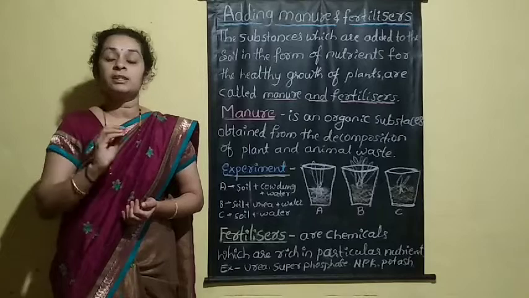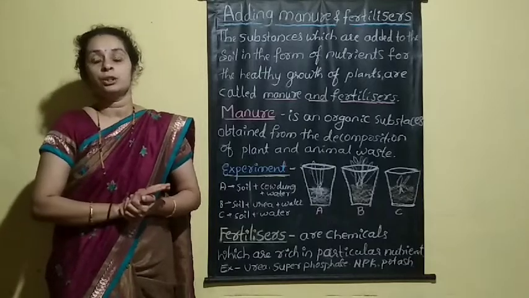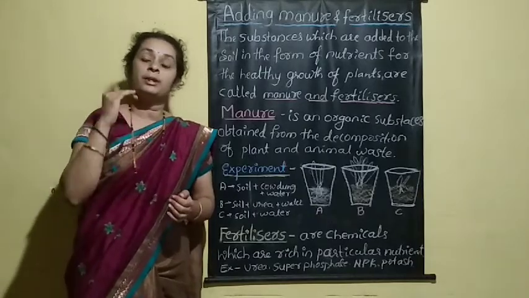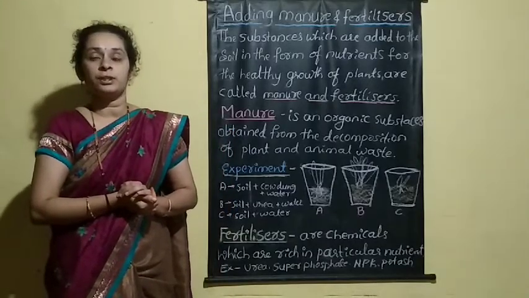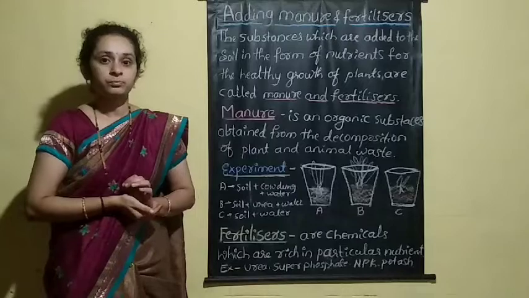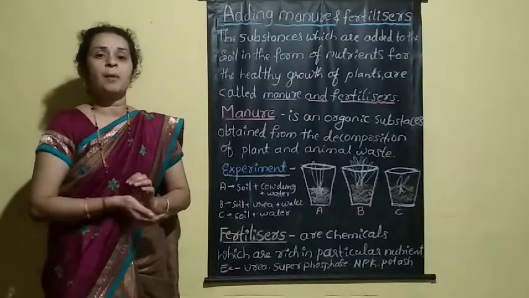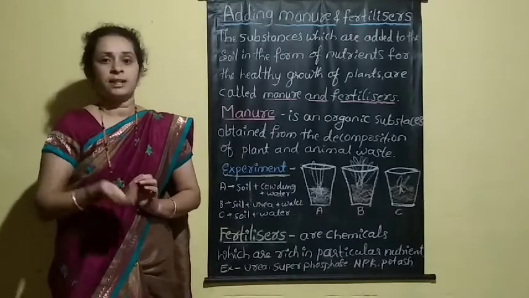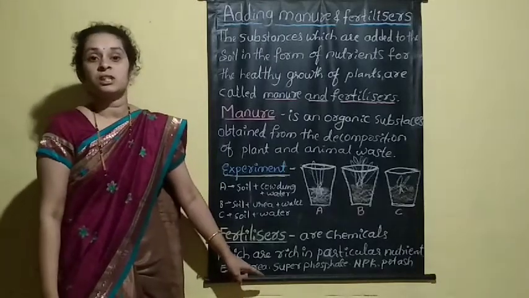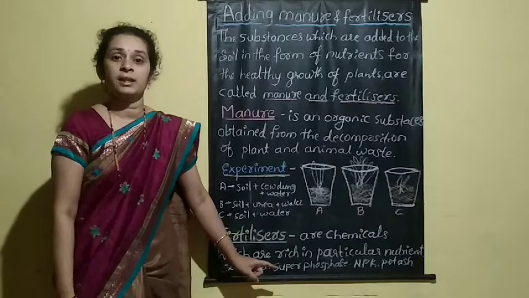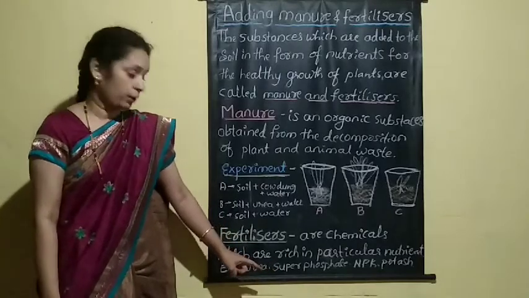They are rich in a particular nutrient. They supply a particular type of nutrient for the growth and development of the crop plants. There are different examples of fertilizers. They are urea. It is a nitrogenous fertilizer. The main content of urea is nitrogen.